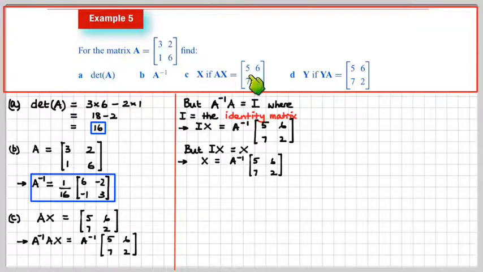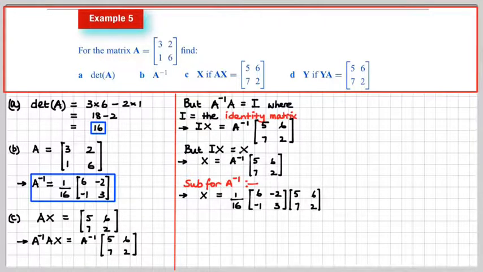This matrix here they have given us, yes? So we already worked out the inverse of A in part B, didn't we? So there we're going to substitute for that, and now we just have to do the multiplication. I've just done it there for you. You can pause the video and have a go if you like. Come back and see if you get the same as me.